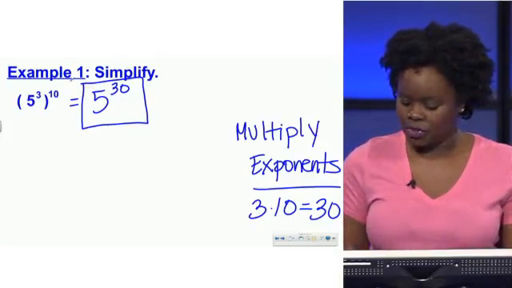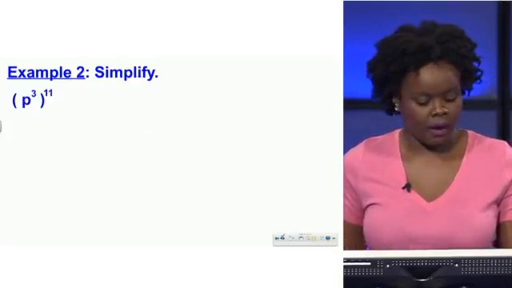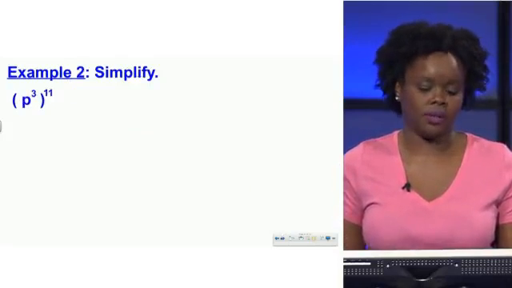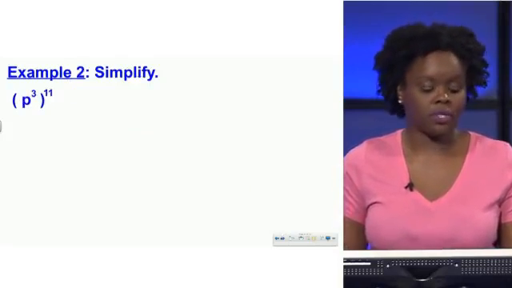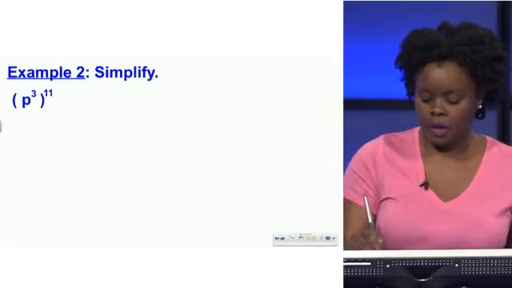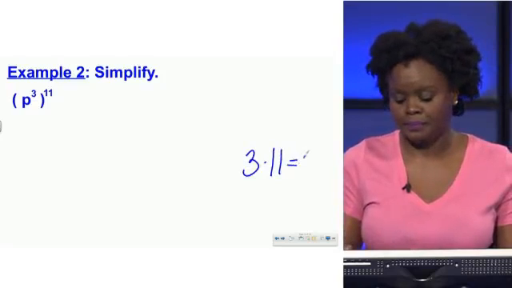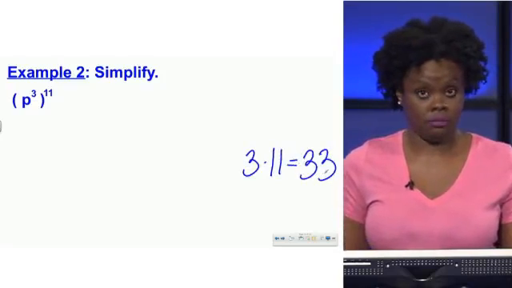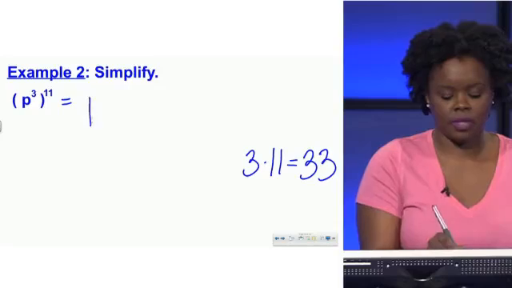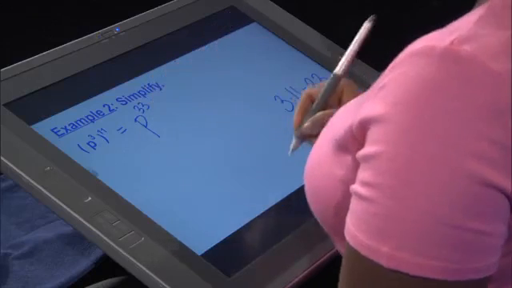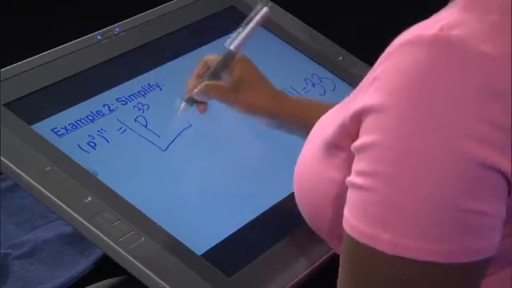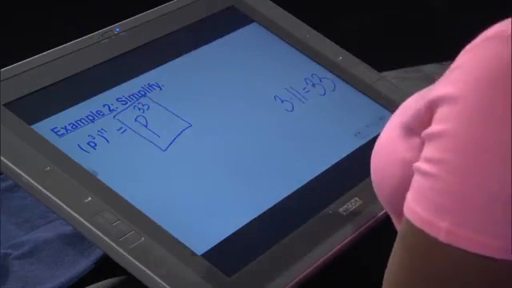Okay? Let's try a couple more. All right, I've got p to the third raised to the 11th power. So remember, just multiply your exponents together. I'll come off to the side. 3 times 11, that's 33. So that means that this simplifies to p to the 33rd power. You're all done. That'd be your answer right there. P cubed raised to the 11th power is the same as p to the 33rd. All right, let's keep going.